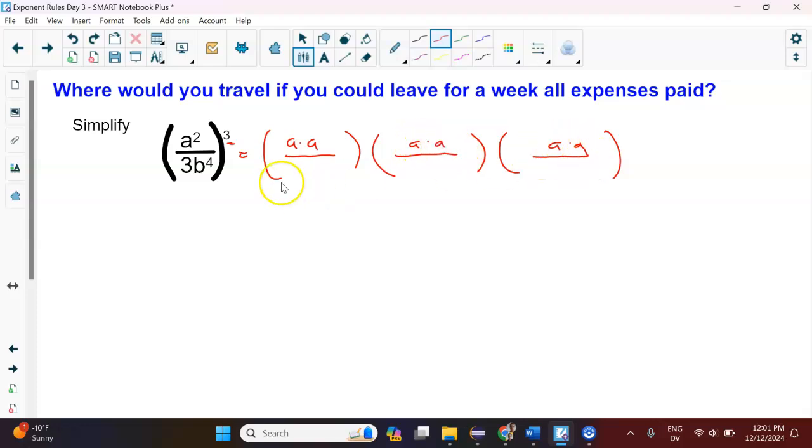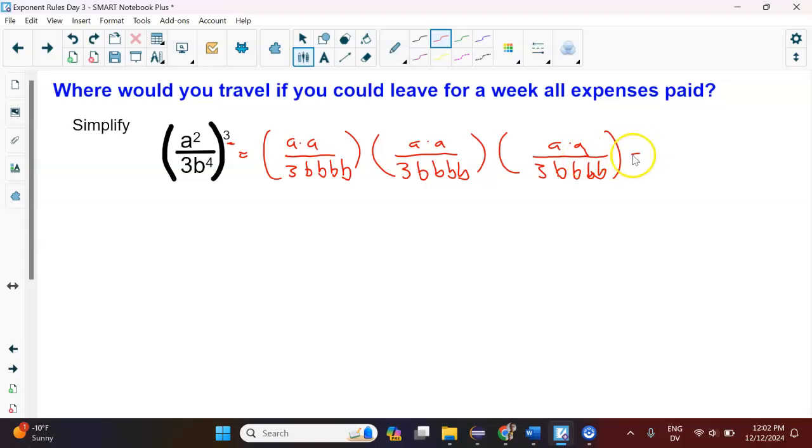Okay, and then in the bottom, this 4 applies just to the b, so that looks like a 3 with 4 b's. 3 and then 4 b's. Okay, that's what it looks like expanded. Again, b to the 4th looks like that.